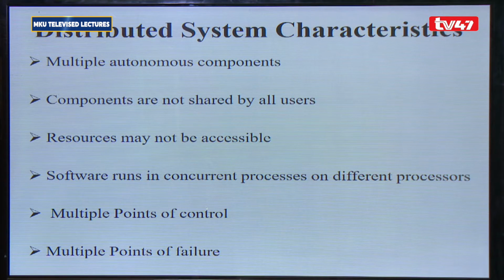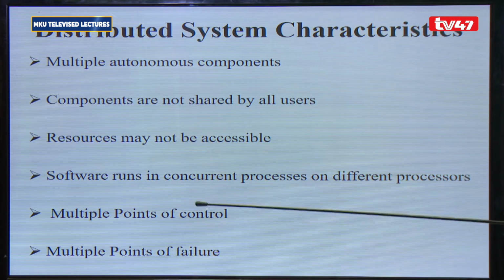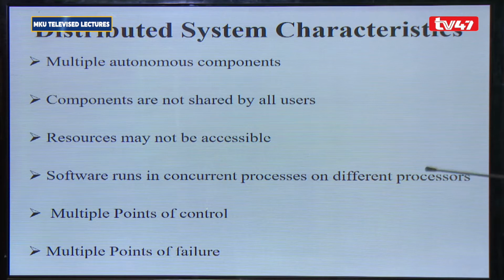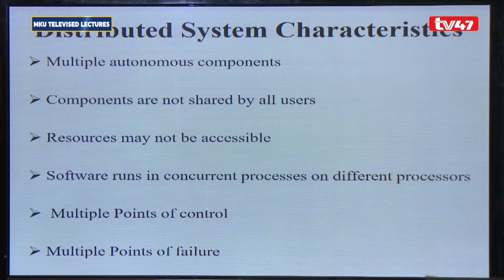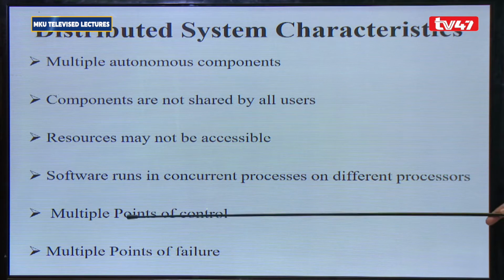You might not access a server or a network physically, but you're able to get that resource. That's what we mean. Software runs in concurrent processes. Different processes run concurrently at the same time, so different software run concurrently using different processors.